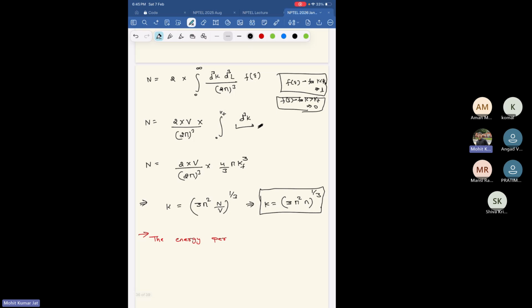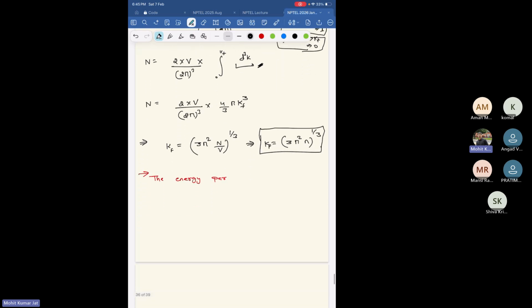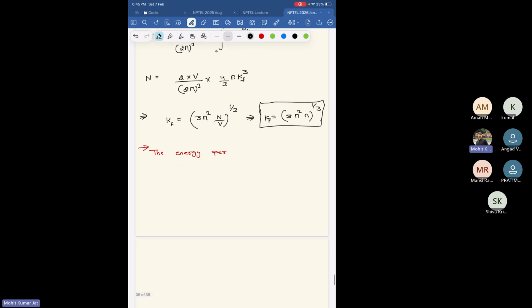So your k goes from 0 to kF, and kF is the Fermi wave vector, which will be (3π²n)^(1/3). Yes, you are right, it's just kF. I just forgot to add the subscript.